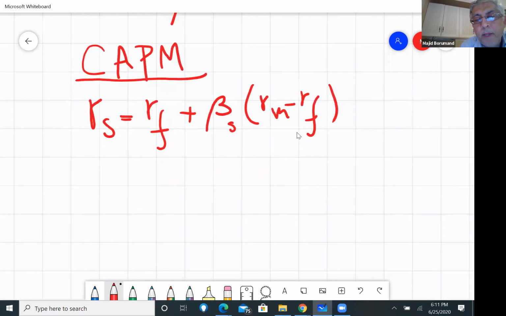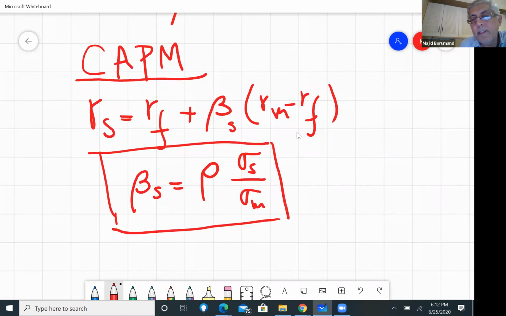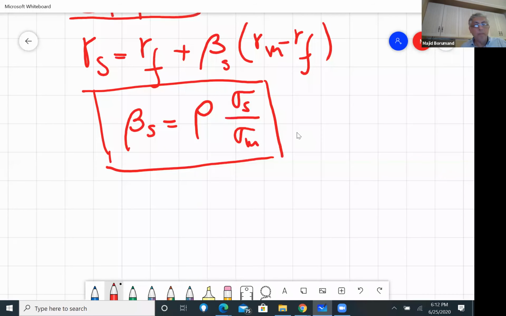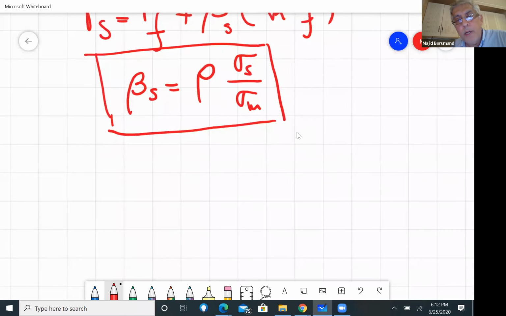And what is this beta? Basically, you're only going to be compensated for the systematic risk. And this beta S is this. You can derive it from regression, but the formula is: beta S equals rho times sigma S divided by sigma M. This rho is the correlation between that security and the market, indicative of systematic risk. If something doesn't have any correlation with the market, you are not going to get rewarded for that risk. It has to go up and down with the market. That's true about every security. And we talked about how to calculate sigma from regression.